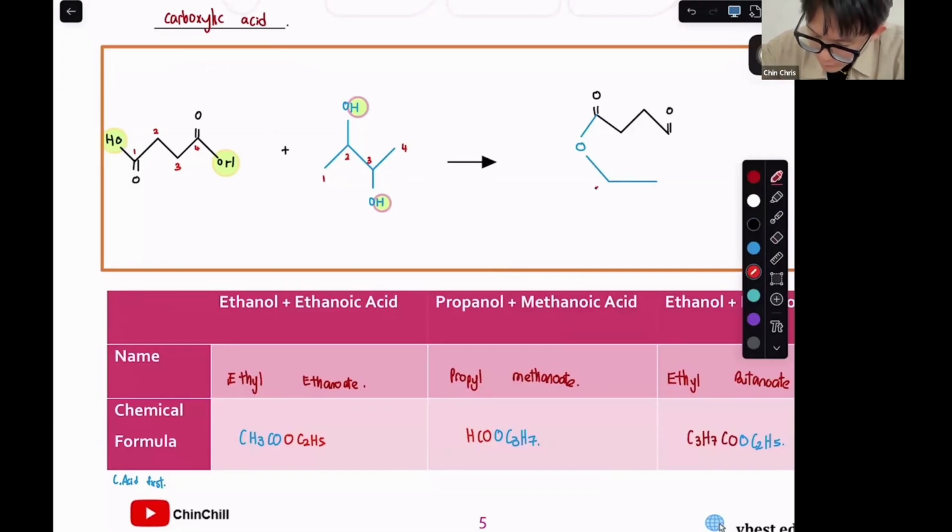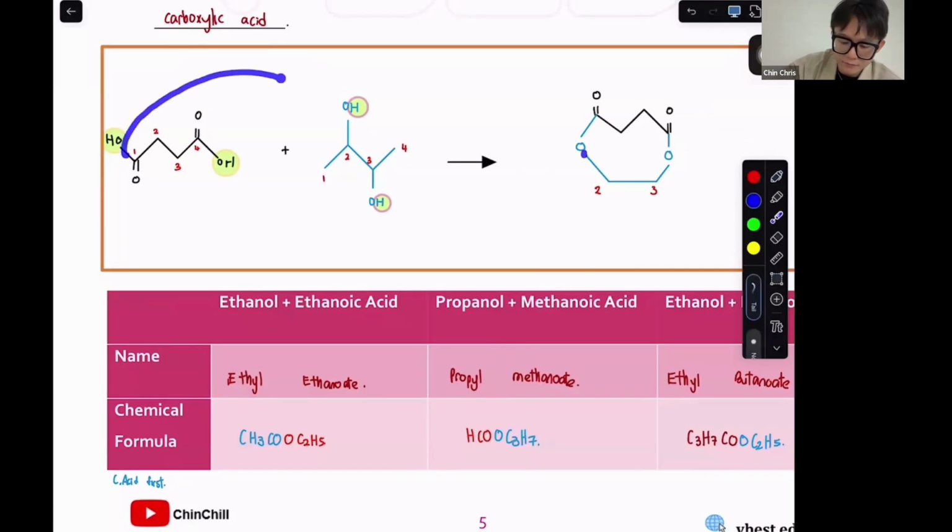Okay, 2, 3, and join back to an O. Correct or not? Oh my god, a bit ugly, but yeah. It does look something like that. I see that.